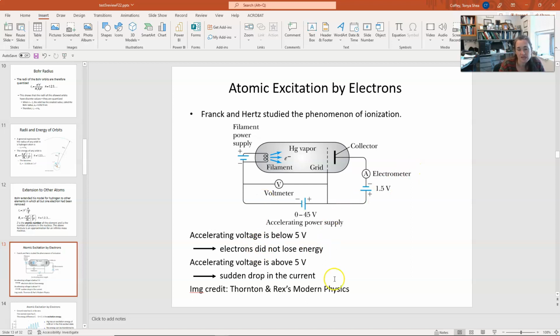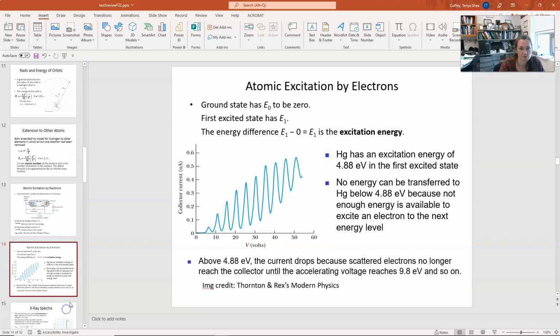Okay, so if that accelerating voltage is below 5 volts, then the electrons didn't lose any energy and you had a straight up current to the grid. But if you brought the accelerating voltage above 5 volts, then what happened was there was a sudden drop in the current. So the results of the Franck-Hertz experiment actually looked like this, okay?